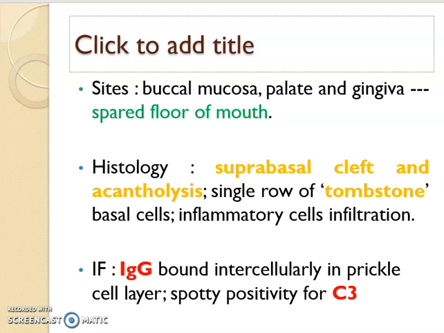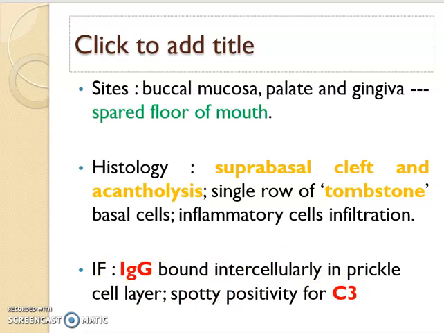Histologically, there is a suprabasal cleft. Supra means above, upper. And acantholysis, which means the cells are separating from each other, because the desmosomes have been attacked or destroyed. There is a single row of tombstone-like basal cells, I'll show you. And inflammatory cell infiltration. IF is immunofluorescence, which showed that immunoglobulin G is bound intercellularly in the prickle cell layer, with spotty positivity for complement C3. Again, I will explain this later.